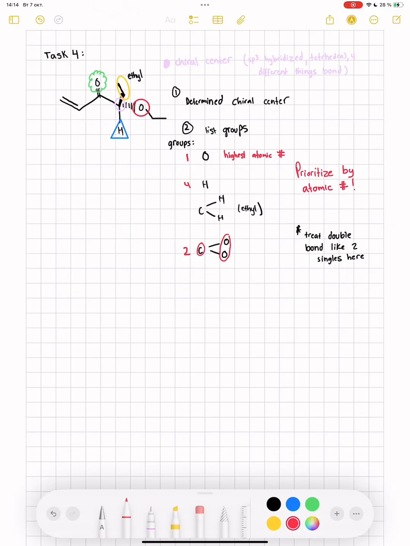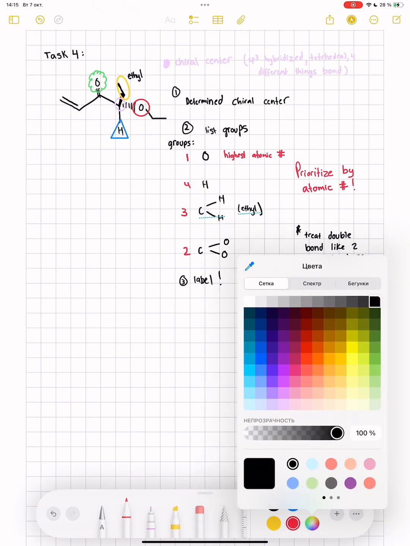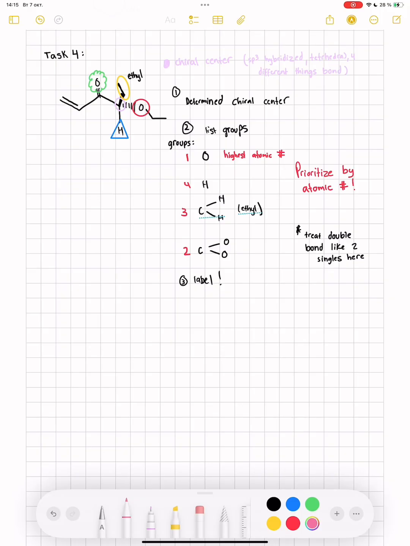Why? Well, like you see I have circled, the oxygens are a higher atomic number than H. It's almost like you prioritize A over B because A comes first and then B. Same thing. Oxygen has a higher atomic number than H. So we have this. Now our next step, step number 3, is we label. So hydrogen is 4, oxygen 1, our ethyl will be 3, and that O double bond will be 2.